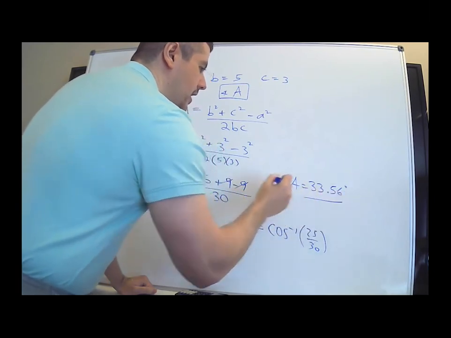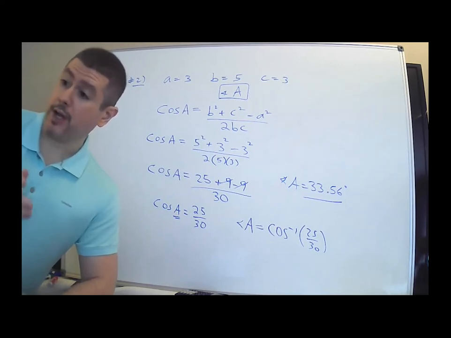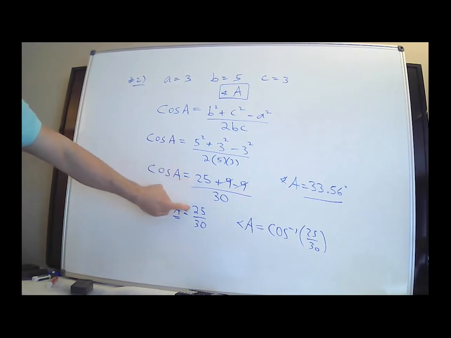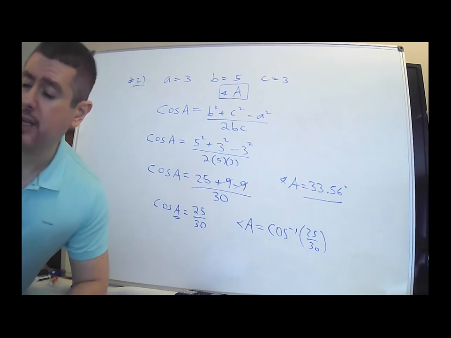33.56 degrees. If you wrote 5.5, I'm not going to have a heart attack, not the end of the world. Okay, again, plug in carefully. This time I got a positive number, so I have a positive value. So my angle is between 0 and 90 in the first quadrant.